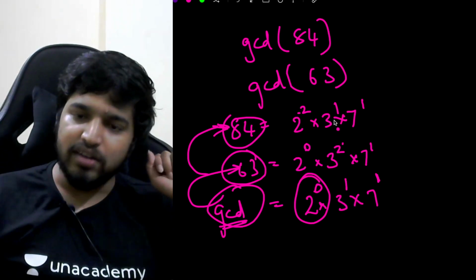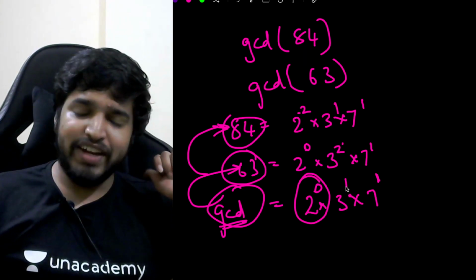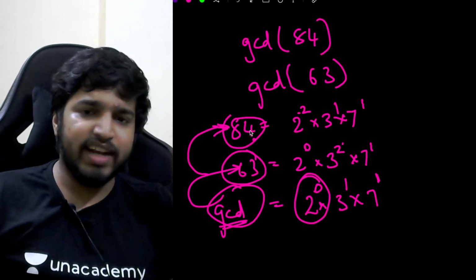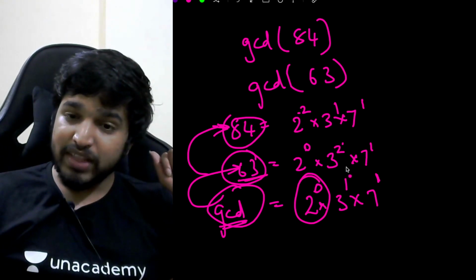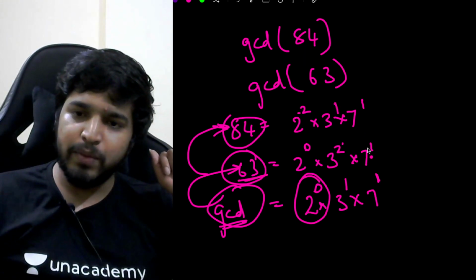We take 3 to the power 1. Because if we take 3 to the power 2, it won't divide 84. 9 is not a factor of 84, though 9 is a factor of 63. That's why you need to take only the minimum. 7 to the power 1, 7 to the power 1.